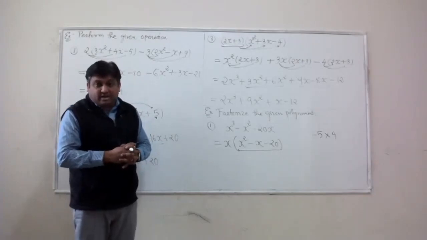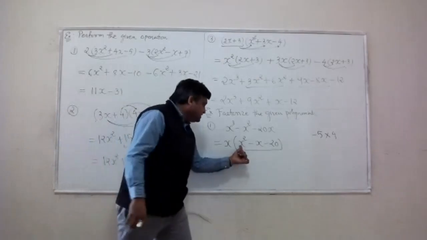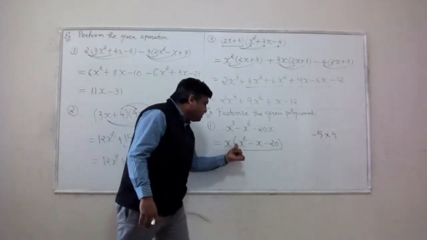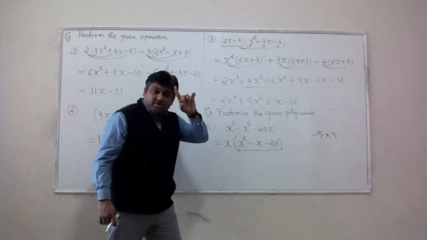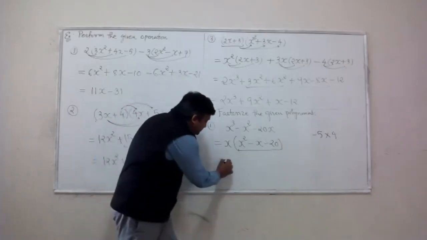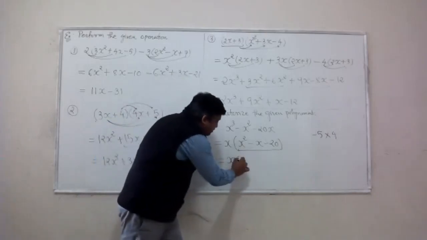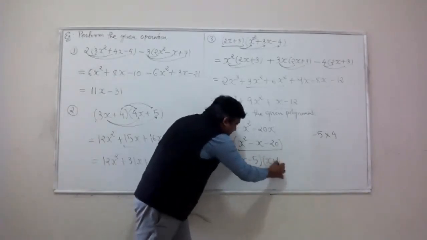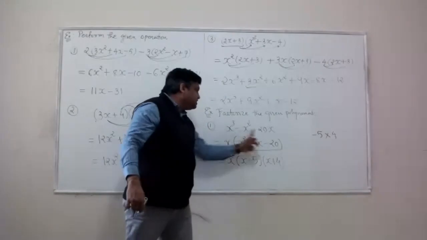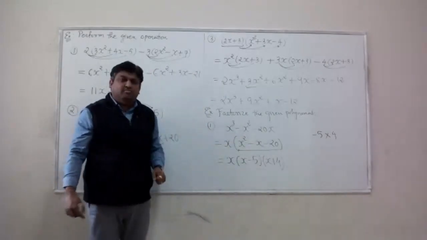The next question is, can I write down the factorization directly? Well, this is a monic polynomial. Coefficient of x squared term is 1. I can write down the factorization directly. The factorization of this trinomial will be x minus 5, x plus 4. And this is the complete factorization of the given polynomial.